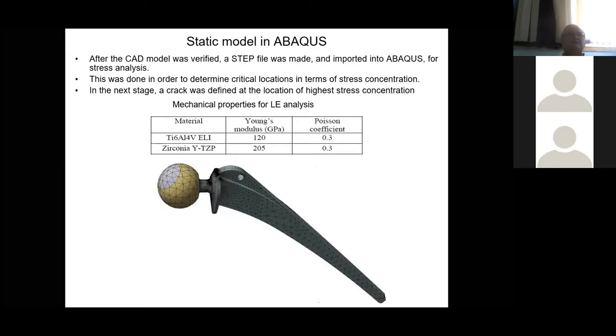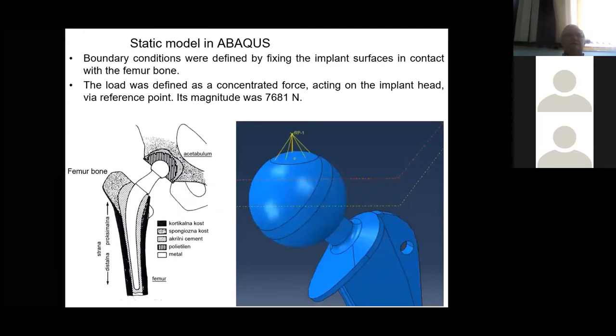Now, static modeling, which was done in Abaqus, was based on a CAD model and then geometry modeling, and then data imported in Abaqus, and the mesh was created as shown here. Mechanical properties used in this analysis are for titanium, produced already with some special technique, and zirconia is used for this part of the component. The analysis was also based on loading and boundary conditions.